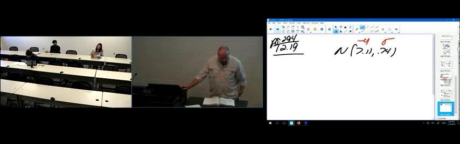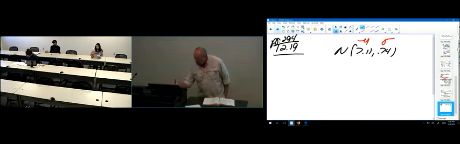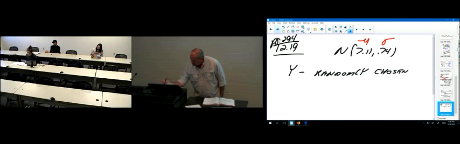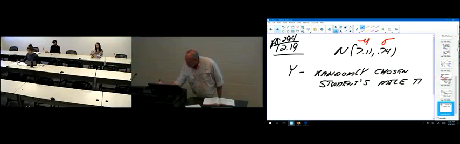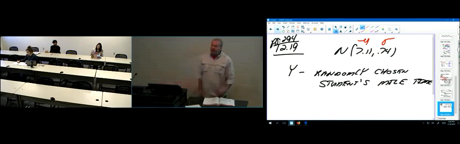That's the notation. It says, choose a student at random from this group and call his time for the mile Y. Randomly chosen students, mile time. Is that all right with everybody? So we're going to pick one at random, and however long it takes to run the mile, we're going to call that capital Y. In other words, that's a random variable we're looking at.